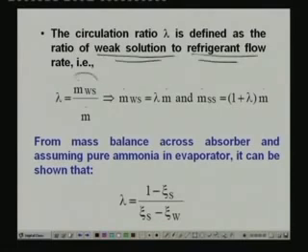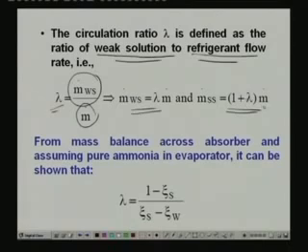So, weak solution is m dot Ws, refrigerant flow rate is simply m dot. So, circulation ratio lambda is equal to m dot Ws by m dot. This implies that the weak solution flow rate m dot Ws is equal to lambda into m dot, and strong solution flow rate is nothing but 1 plus lambda into m dot. This you can easily get by applying mass balance across the absorber.